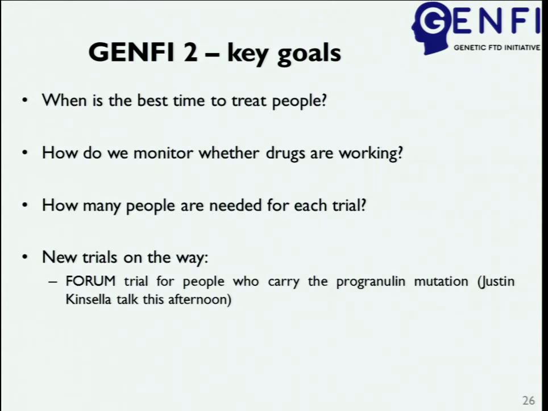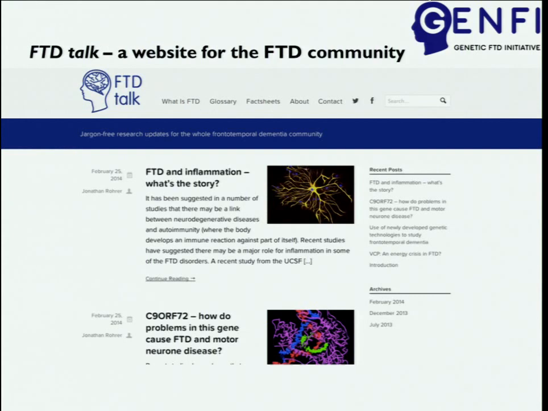So what I want to do in just the last 2 minutes is step away from GENFI and talk about a website that I've developed in collaboration with a number of people. This website is called FTD Talk. It's at www.ftdtalk.org. And it's supposed to be a website for the whole FTD community.